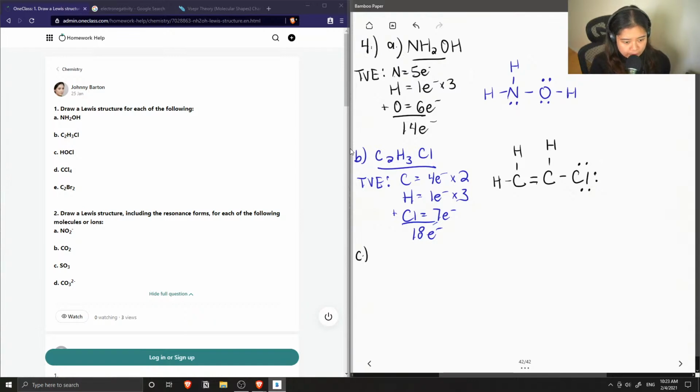Okay, so for compound letter C, we have carbon tetrachloride. So carbon has 4 valence electrons. Chlorine has 7 times 4. And we have a total of 32 electrons. Oh wait, I skipped one. Well, let's do this one first. So this is D. And we have 32 electrons.